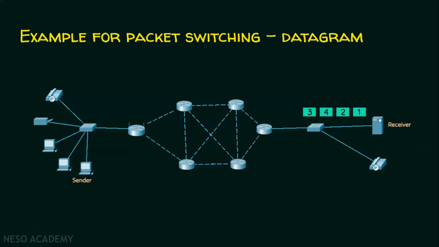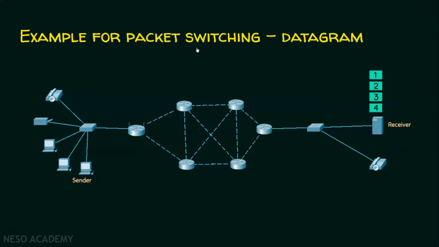But the receiver knows how to reorder this because each datagram has a sequence number. So these sequence numbers will help the reordering process easily. Now the reordering is done by the receiver and it constructs the original message as it was sent by the sender. So this is an example of packet switching and the datagram approach.